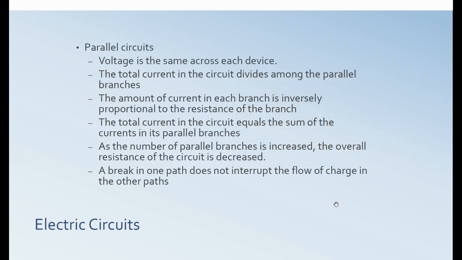So in a parallel circuit, the voltage is the same across each device, and the total current in the circuit divides along the parallel branches. The amount of current in each branch is inversely proportional to the resistance of that particular branch. And the total current in the circuit equals the sum of the currents in all its parallel branches. And the more parallel branches we add to a parallel circuit, the overall resistance of the circuit is decreased. And again, the most important advantage of a parallel circuit is if we break one path, it doesn't interrupt the flow of the current in the other paths.